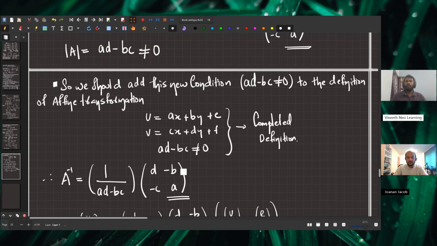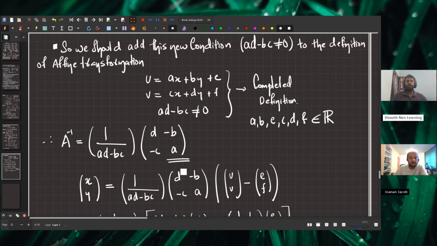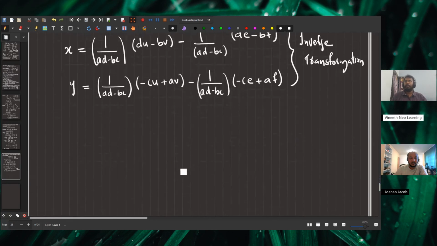Since we are dealing with real affine transformations, all of these numbers a, b, e, c, d, f should be real numbers. That is a prerequisite assumption. When we move on to complex numbers, all these numbers can have complex values, which we will discuss when we discuss complex affine transformations. Anyway, we will continue our discussion to proving the transitivity of affine transformations.